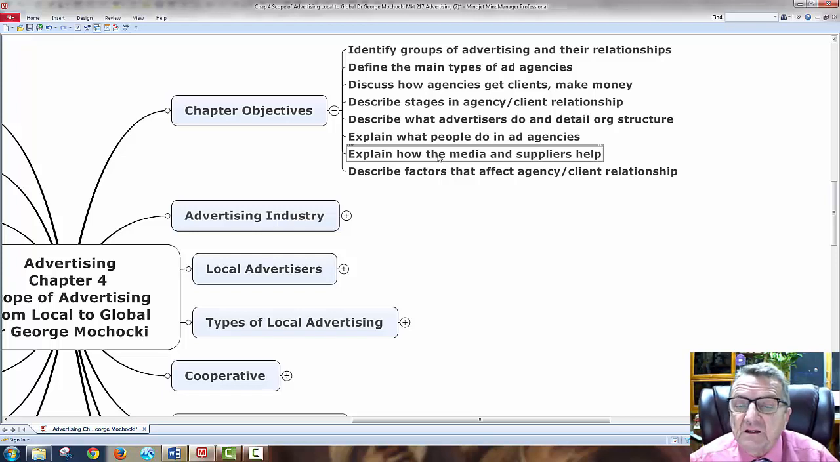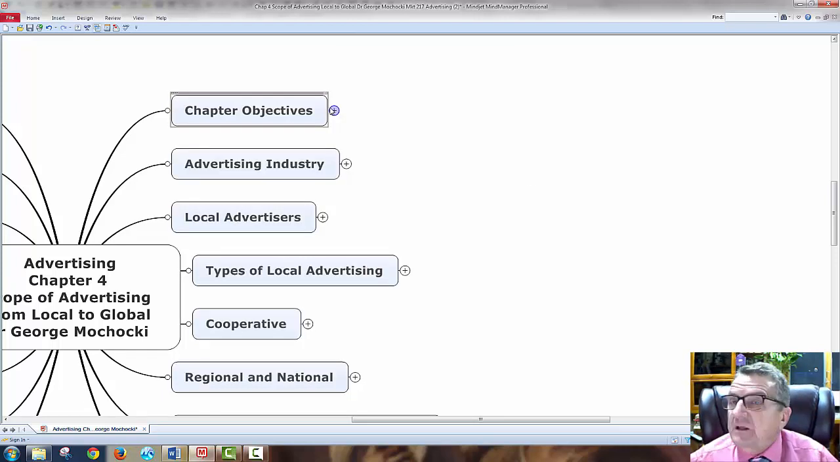Describe factors that affect agency and client relationships. Like anything else in business, whether I'm a manager, a supervisor, an agent, or in this case an advertising agency, how do I interact? It's very important that I understand my customer, the client I'm representing or will be representing. I have to get into his or her mind to understand what they're looking for. Sometimes they're not sure, so that's why they hire an advertising agency. They have an idea where they want to go, they just don't know how to take that from a conceptual state and move it forward.